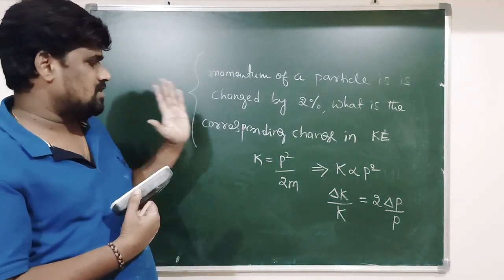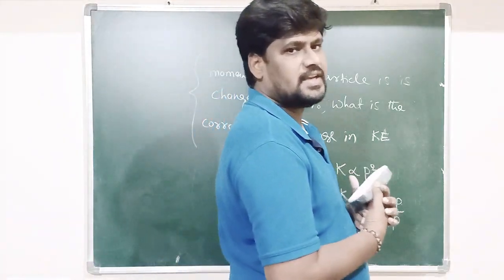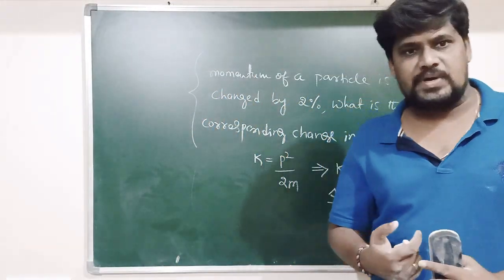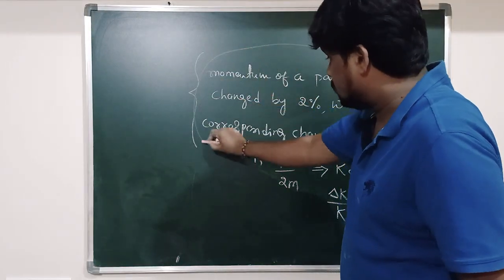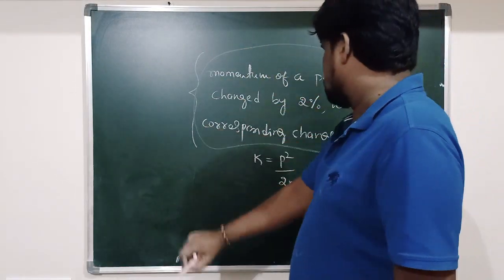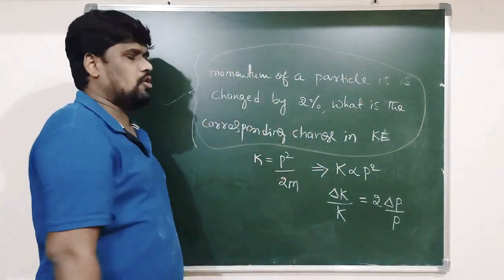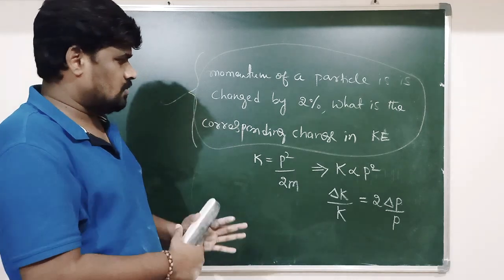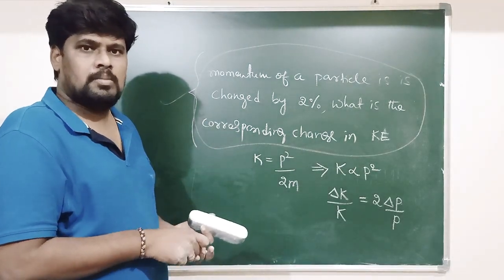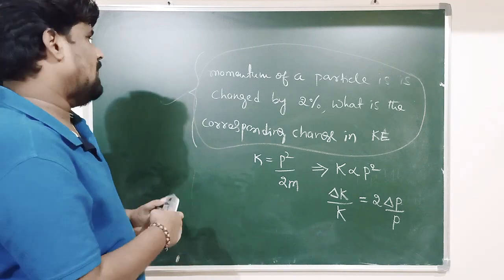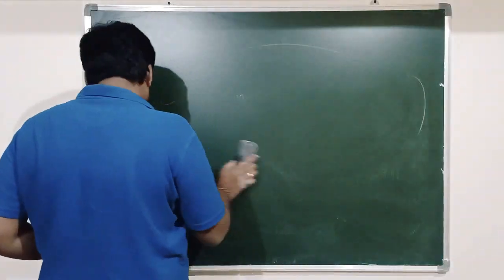What is the corresponding change in the kinetic energy? The corresponding change in the kinetic energy is 4%. So this concept, the concept of errors, is used to solve this problem. We can solve such problems using the concept of errors. Okay, let me take one more example here so that you will get more information about the concept.